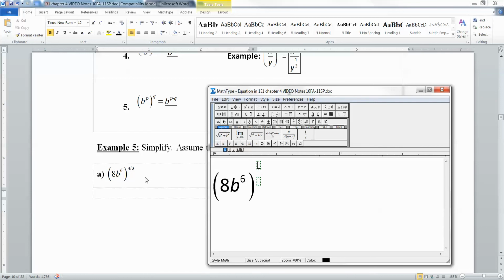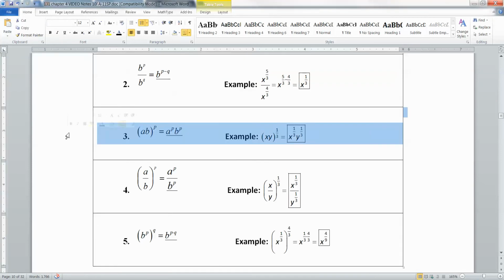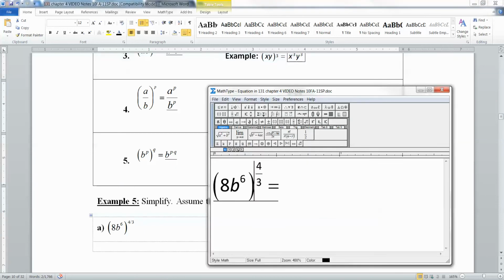Now see how you got all the stuff in there that you're raising to a power? Then you can use property 3, which is where you distribute that power across the parentheses. So you say, okay, that's 8^(4/3), and then (b^6)^(4/3).